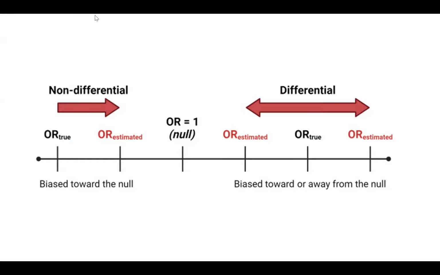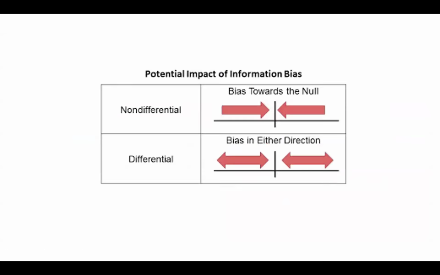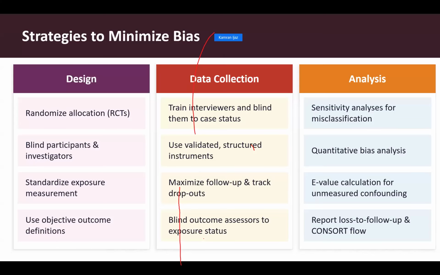This is another figure showing the differential and non-differential misclassification. So non-differential misclassification always leads us towards the null answer, that there is no difference between the two groups. Whereas differential misclassification can go towards the null or can move away from the null. So we do not know, it is very unpredictable as compared to non-differential. So the potential impact, again, is that non-differential biases towards the null, whereas differential bias can be in either direction, as explained.